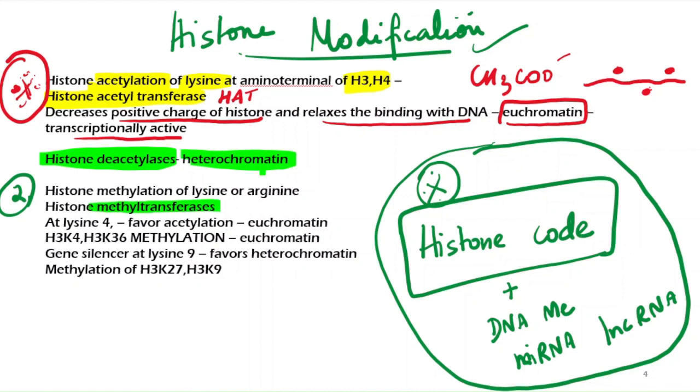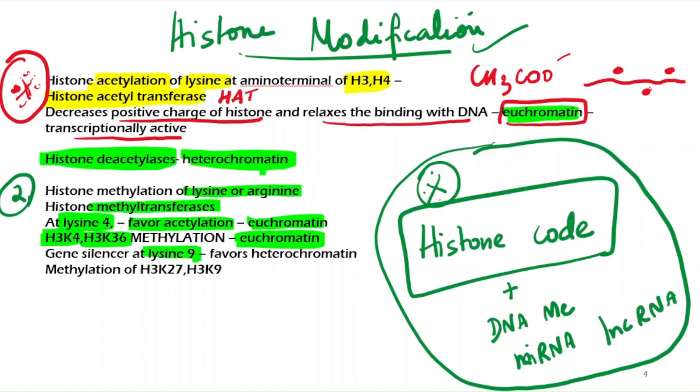Histone methylation can involve lysine or arginine. If you methylate lysine 4, that is going to favor acetylation. That will recruit the histone acetyltransferase and favor histone acetylation. If it favors acetylation, then euchromatin conformation is favored, and that becomes transcriptionally active. Examples are H3K4 and H3K36, which means lysine 4 or lysine 36 of histone 3. If that gets methylated, then the euchromatin structure is formed.